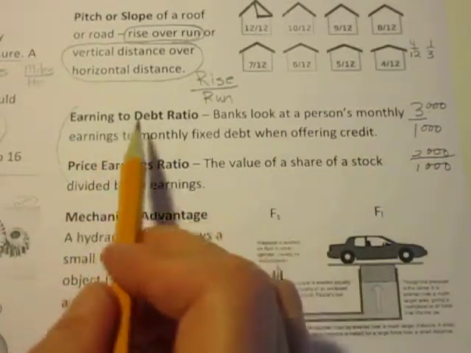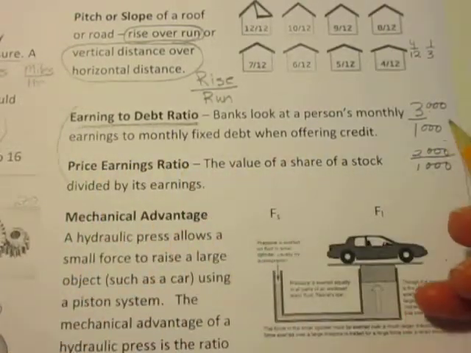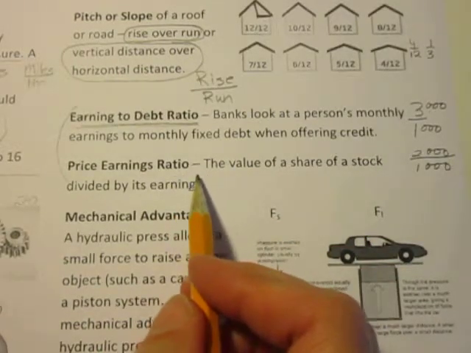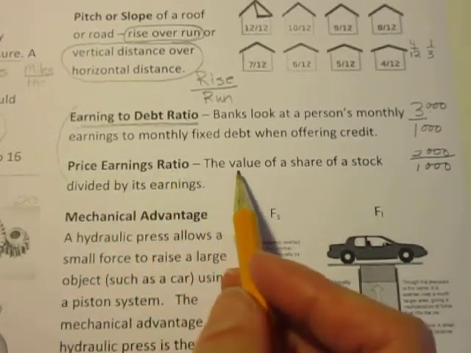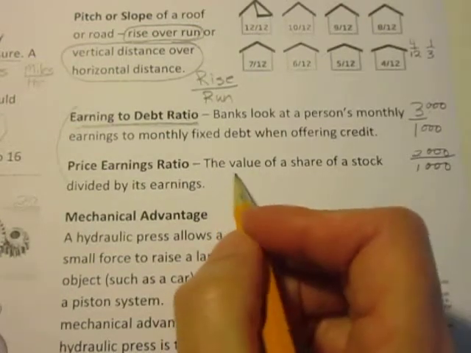So that's just a general use of earning to debt ratio. It's used very commonly in the financial industry, and that's how you would interpret it. Another ratio in the financial industry is the price earnings ratio. It's generally looking at the value of a stock divided by its dividends or its earnings.